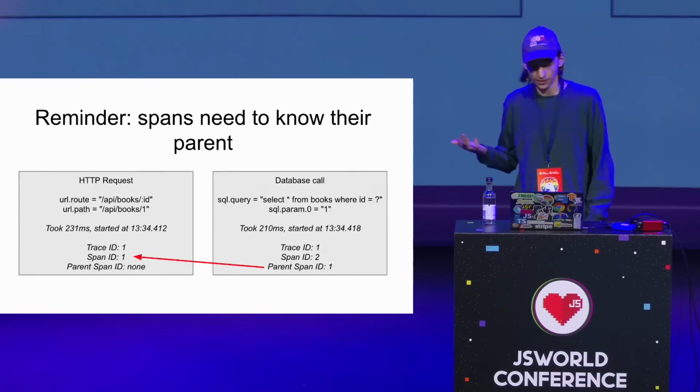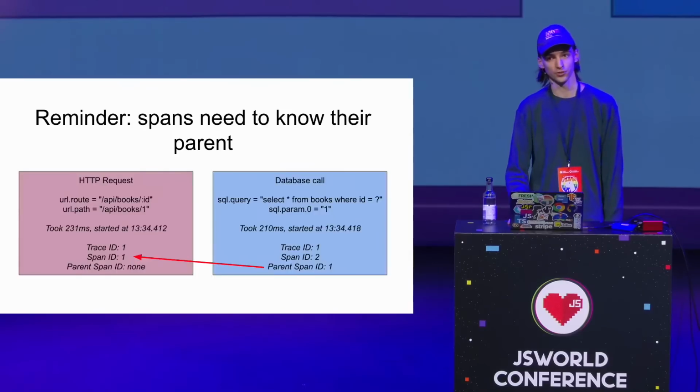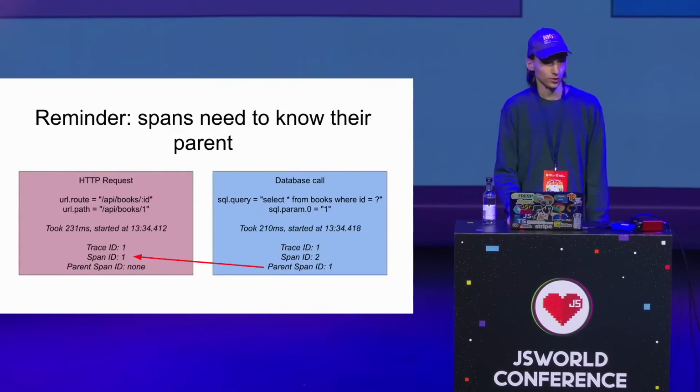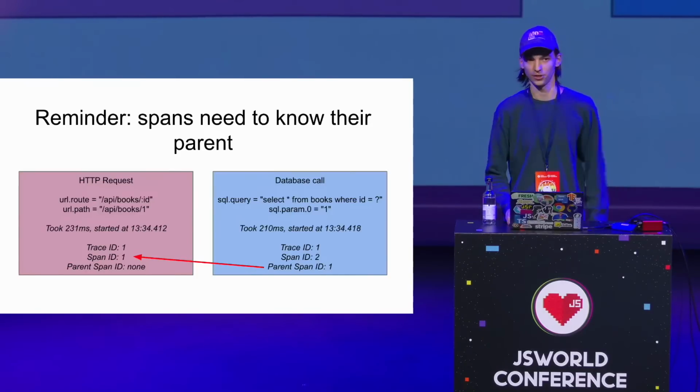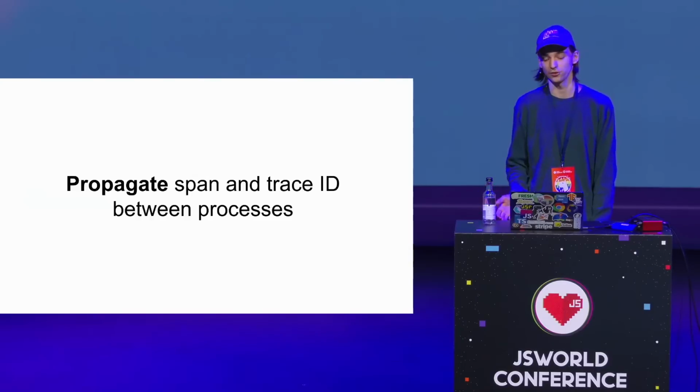So a quick reminder, spans need to know their parent, right? But what if each of the spans is in a different service? Well, for the other span to know its parent, we have to send along the information of what its parent is. And we can do that, for example, through HTTP headers.